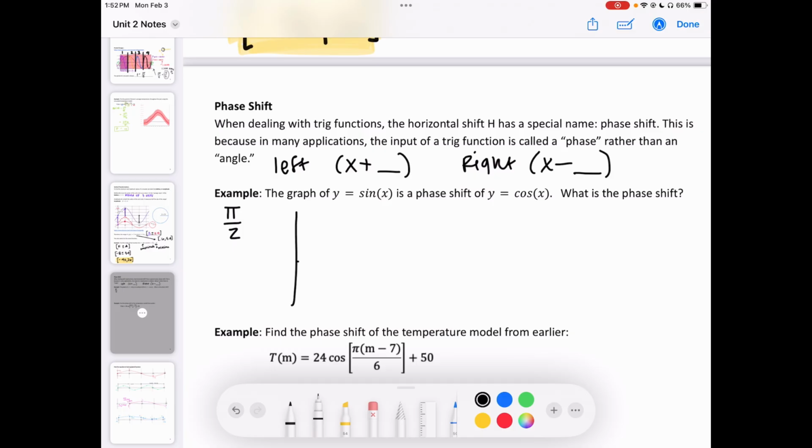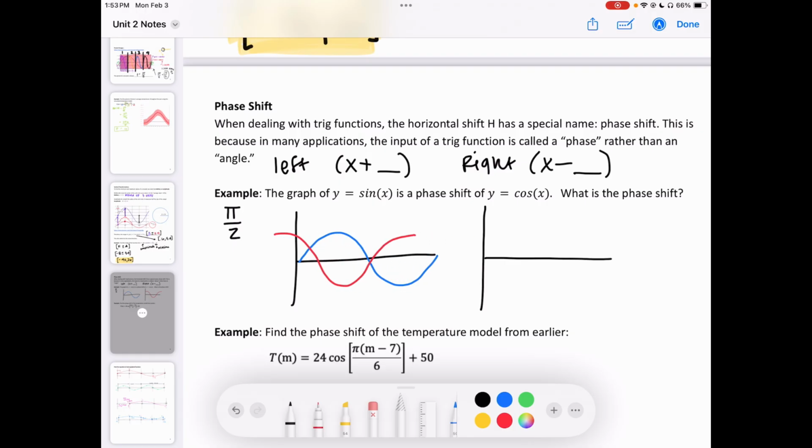The reason it's pi over 2 is if we were to graph these, sine is going to look something like this. Cosine is going to look something like this. Oh, actually, I'm going to use a different color. Okay. Now, if I were to move this, right here they overlapped. What happens if I move it slightly? Notice what's happening when I move it. Okay. It is shifting by a single quadrant, which is the equivalent of 90 degrees or pi over 2. Okay. So it is a phase shift of pi over 2.